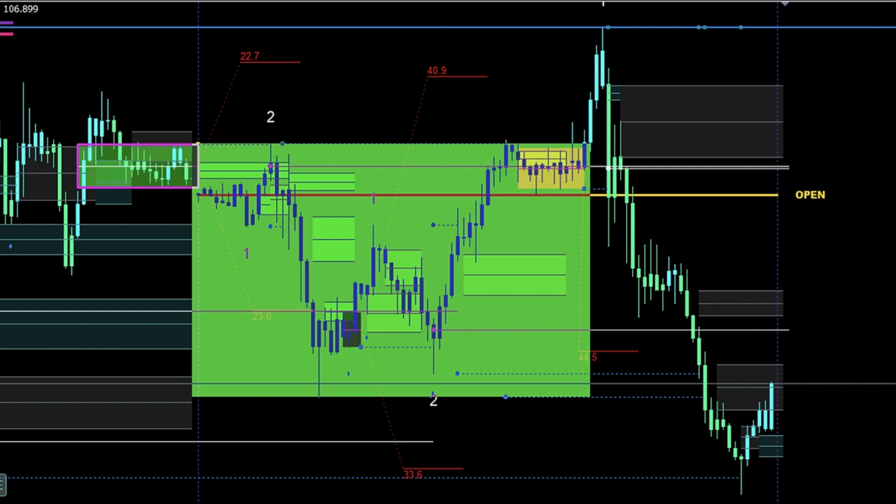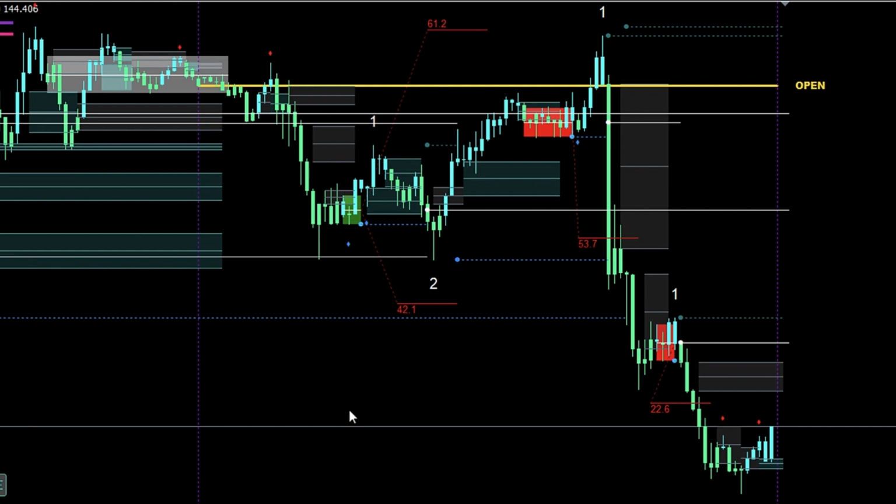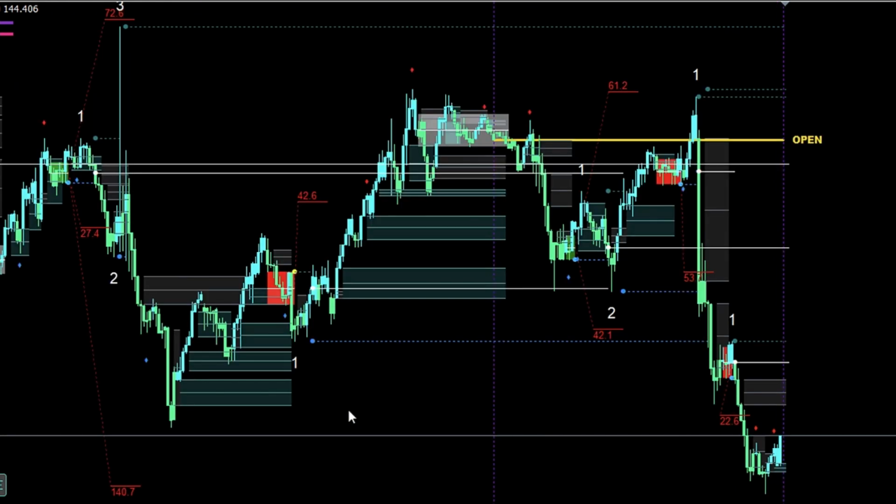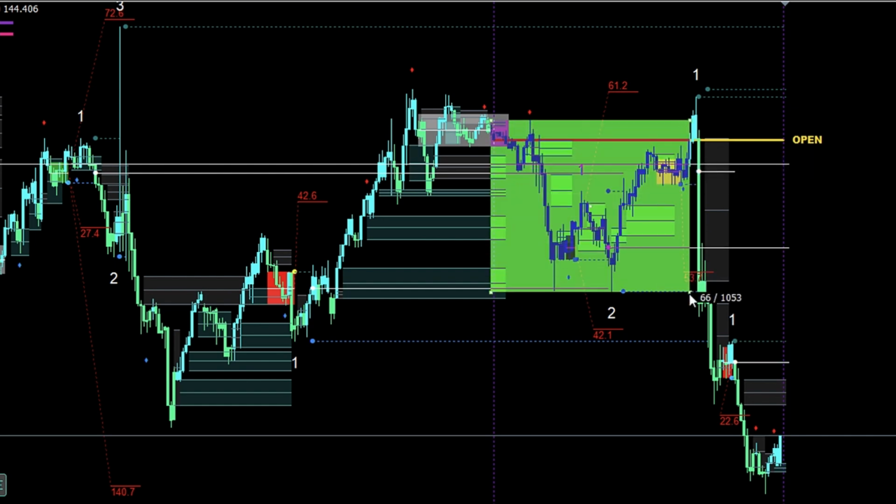Let's take another example. So this is the USD JPY. We will also want to trade from the beginning of this session to this session. This is what we are looking for. This is the consolidation we're looking for.